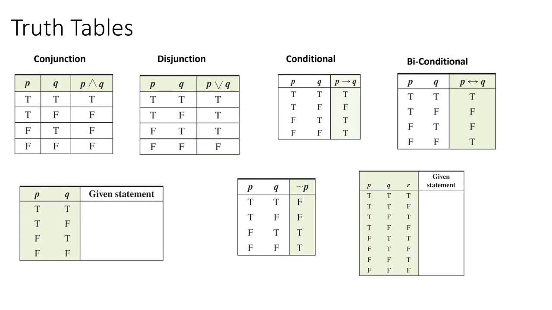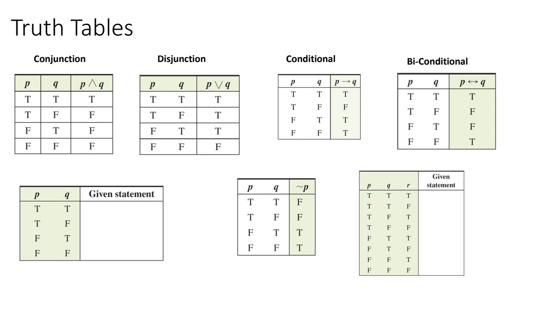Now, these are all of the truth tables. Let me go very quickly through all of them, starting with the conjunction. The conjunction, it's the "and". When you have two statements that are connected by an "and", by the triangle, it is only true when both of them are true.